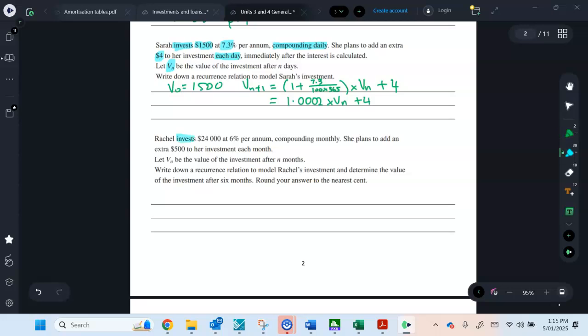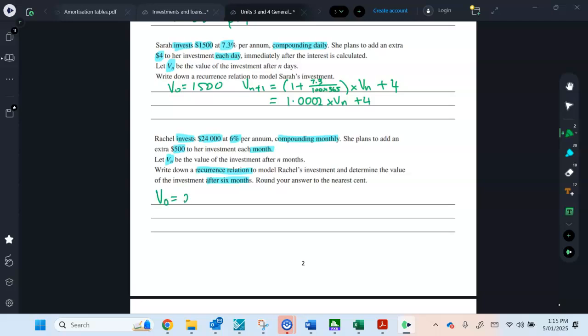Rachel invests. So we're still looking at an investment, $24,000, 6% per annum, compounding monthly. She plans to add an extra $500 each month. Let VN, so we're looking at the letter V, be the investment after N months. Write down the recurrence relation to model Rachel's investment and determine the value of the investment after 6 months. Round your answer to the nearest cent. All right, so we've got 2 parts to this question. So let's write the recurrence relation first.